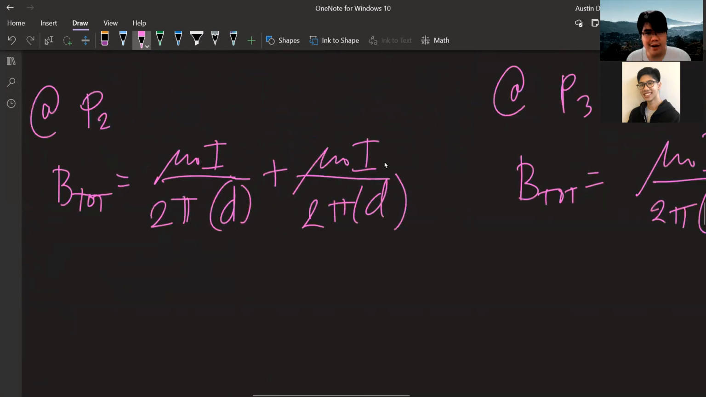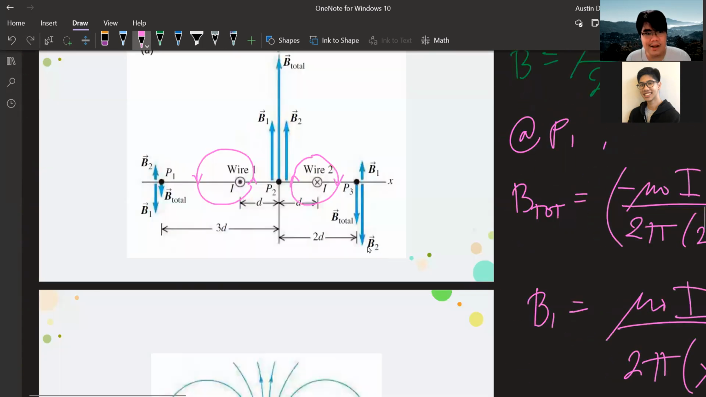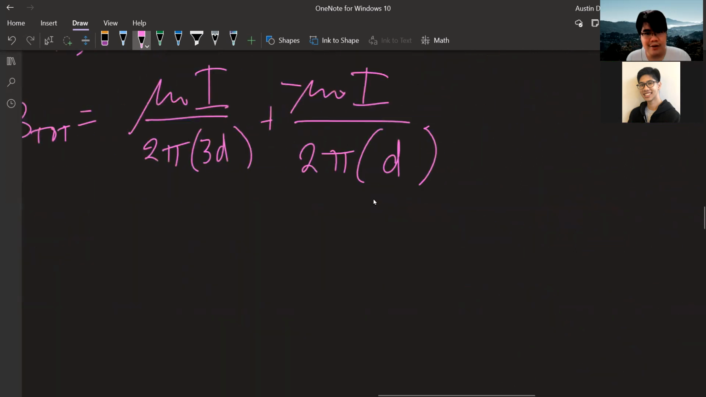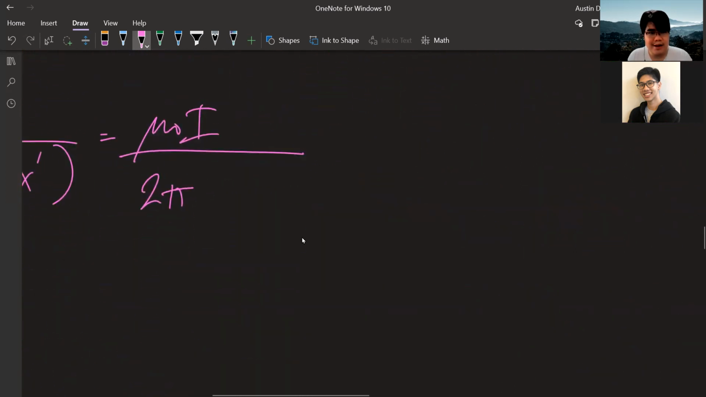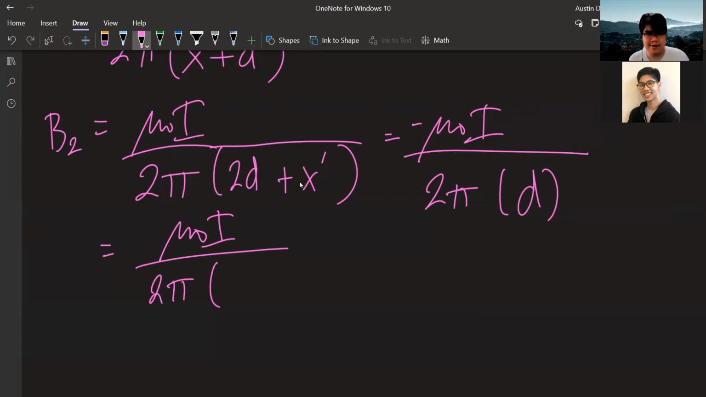So, that is given by this guy. So, negative mu naught I over 2 pi D. Okay? So, this tells us that the plus x prime here is actually minus D, and then I have a negative y hat direction. So, this is x minus D. Okay, so when I plug in 2D here, I get this expression. Then, negative y hat.